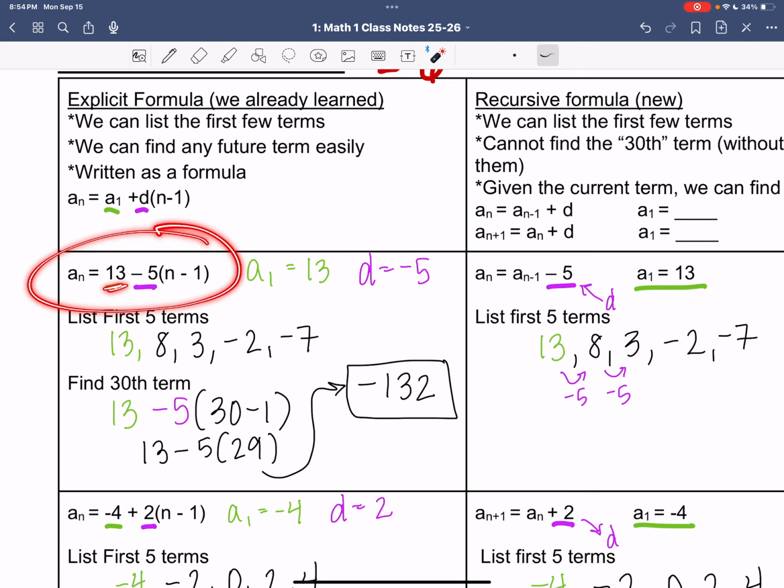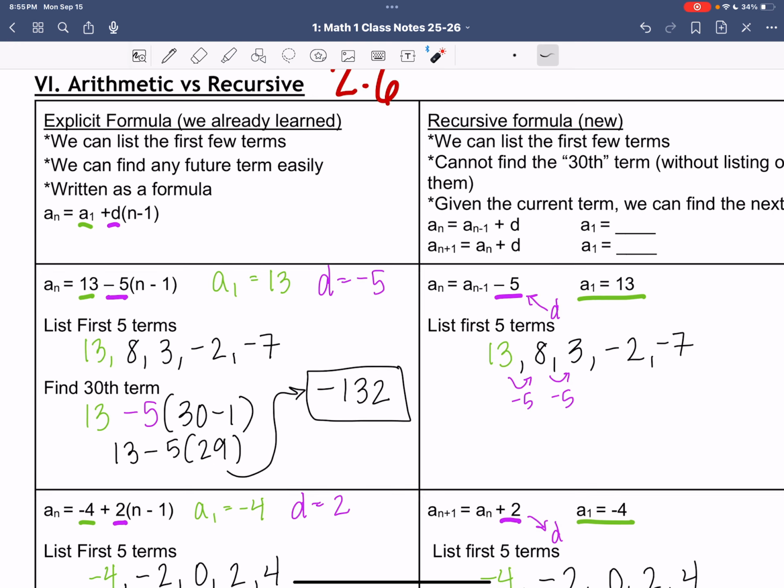Well, I know that the first term is 13, and I know that the common difference is it's decreasing by 5 each time. So to get from here, you're subtracting 5, subtracting 5, subtracting 5. Continues on. So this one we can find the 30th term by just substituting it in minus the first. And then once you go ahead and you simplify that, then it's going to give you negative 132. So that was pretty straightforward.